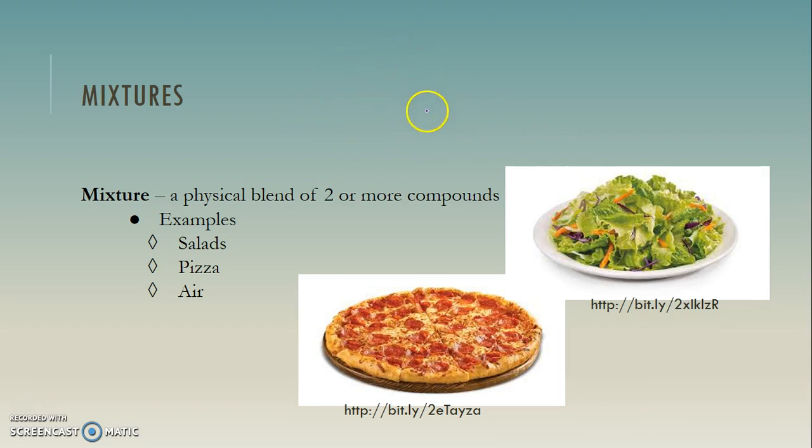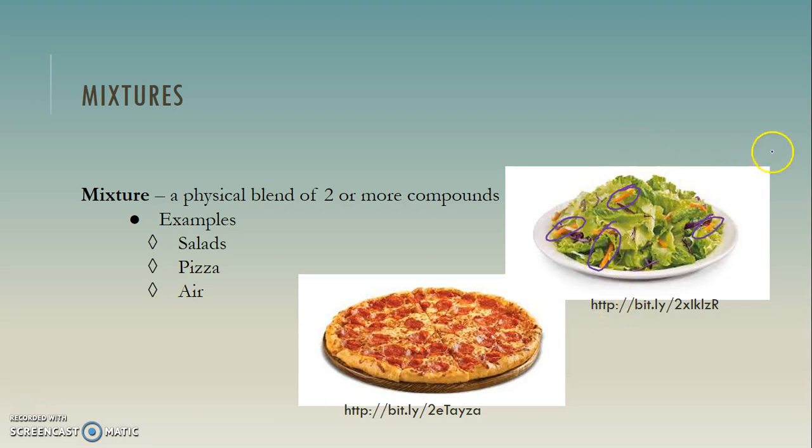Now, the other type of matter that we have is mixtures. And a basic definition of mixture is right here, and I have some food examples for you. They're easy to think about. These are physically combined. So if you really hated carrots, you could go through this salad right here and you could pick out all of the carrot pieces.